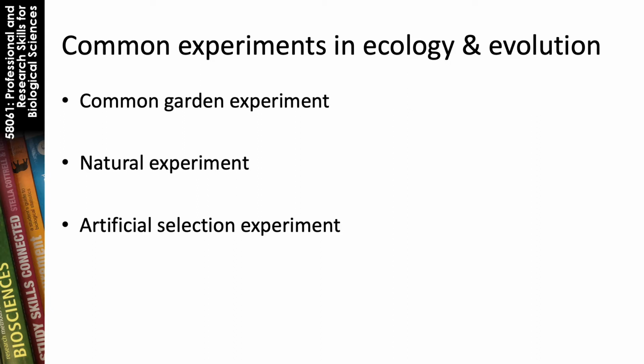And they are, first I'm going to go through something called a common garden experiment, then we're going to go through something called a natural experiment, and then we're going to go through something called artificial selection experiments.